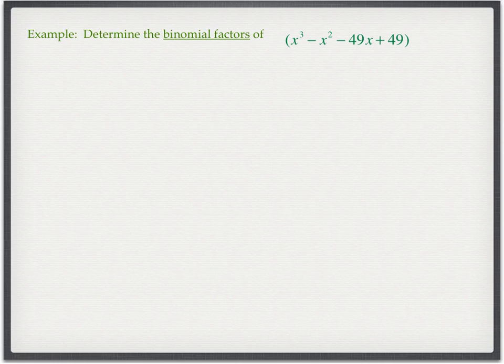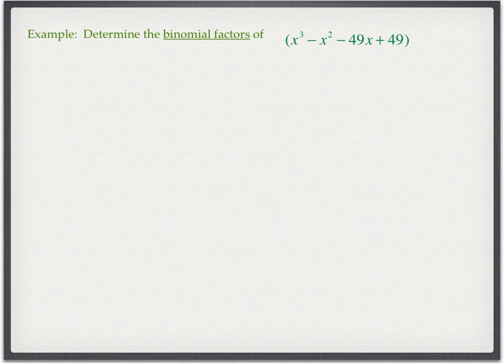Last example here, we're trying to figure out the binomial factors of this thing. Unfortunately I don't have my calculator ready to copy and paste stuff here, so I'm just going to go ahead and graph this in my calculator. So it is x to the third minus x squared, minus 49x plus 49. You guys could do this too if you wanted to. I'm going to look and see what the graph of this thing looks like. Right away I know, just because of looking at this biggest power here, that I'm going to have 3 solutions because it has a degree of 3.